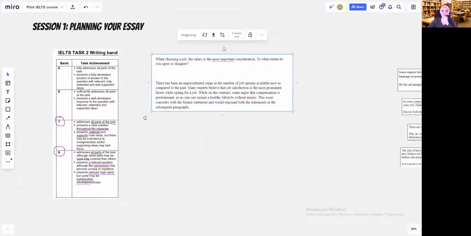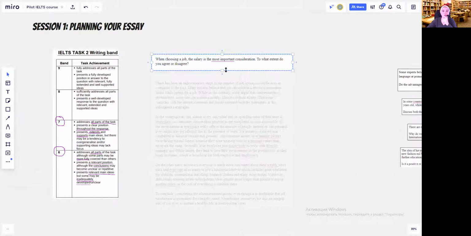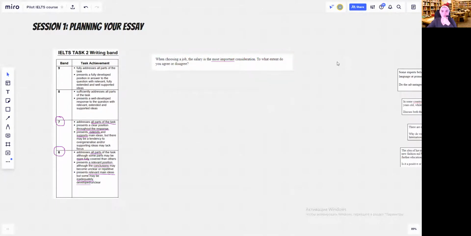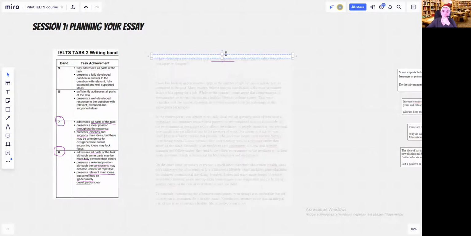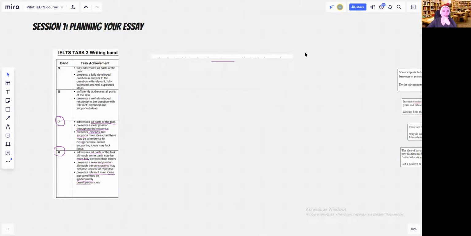Let's look at the example. So this is the task I've already shown you. When choosing a job, the salary is the most important consideration. To what extent do you agree or disagree? I've been looking at this topic for hours while I was preparing the course. Let's see if I can remember it. I'm covering the topic, and let me try repeating it. When choosing a job, the salary is a very important consideration. To what extent do you agree or disagree? Was I right?